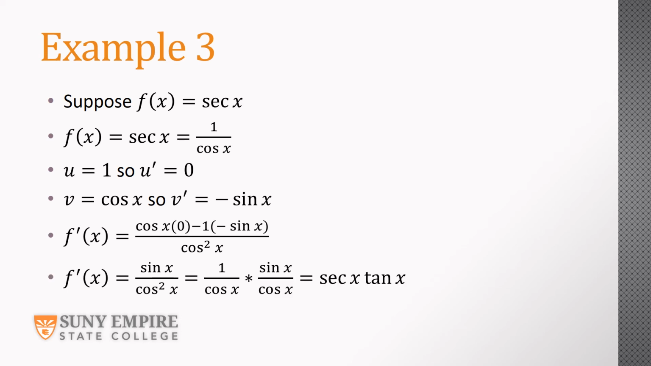Simplifying, we have sine x over cosine squared of x. This is the same as 1 over cosine multiplied by sine over cosine. So the derivative of secant of x is the secant of x multiplied by the tangent of x.